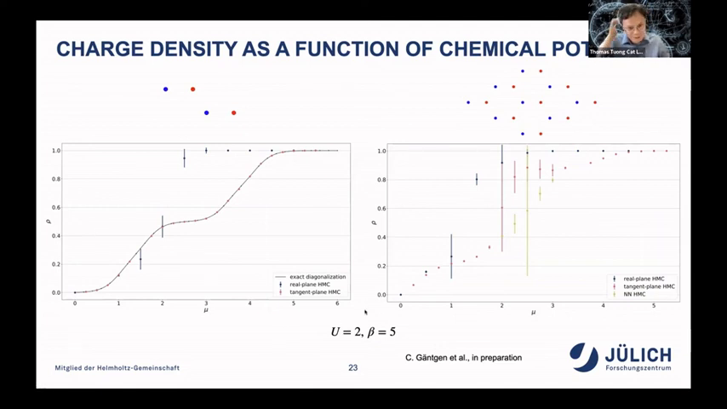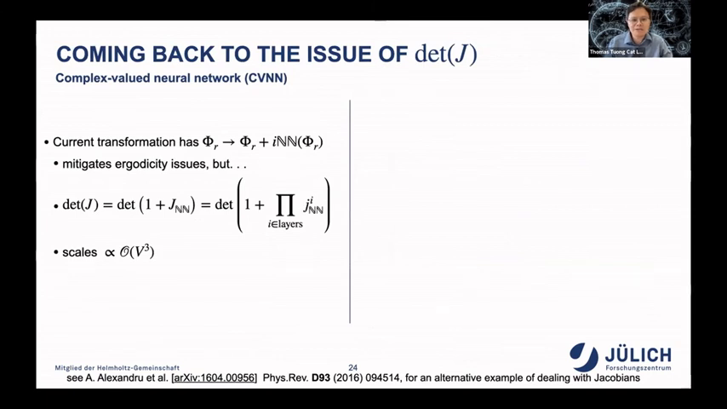I won't go into detail there, but I just wanted to come back to the issue of the determinant of J. Currently, up to now, the transformation that we use is one where we take the real part of the configuration and feed it into a neural network, and the neural network returns an imaginary part that gets us up into the complex plane. This particular type of transformation was motivated by various reasons. I won't go into that, but the determinant of such a transformation is represented by 1 plus the Jacobian of the neural network.